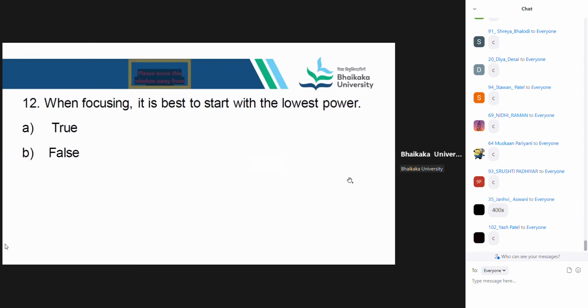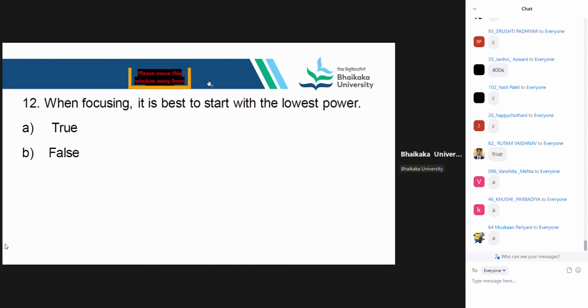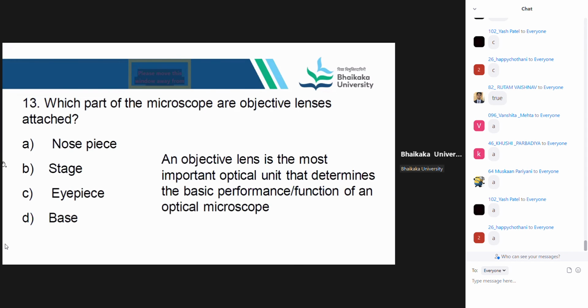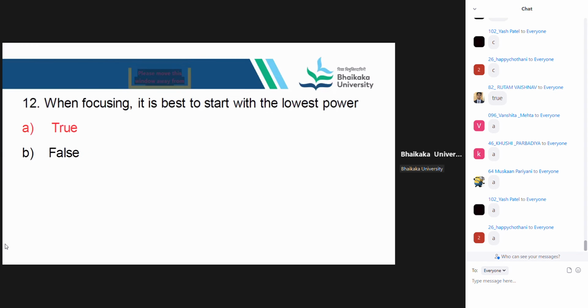When focusing, it is best to start with the lowest power. Is it true or false? Yes. Whenever we start microscopy, we should start from the lower power, so that we can have an overall scan of the specimen we are looking for, and then we should proceed to the higher power.